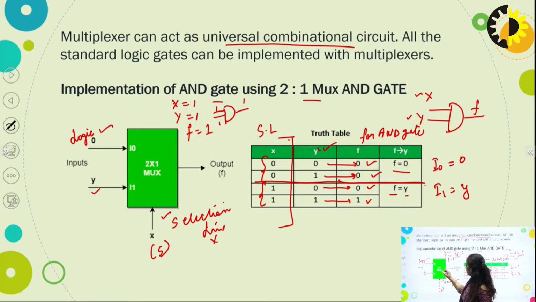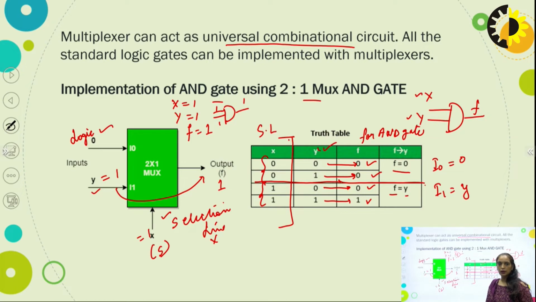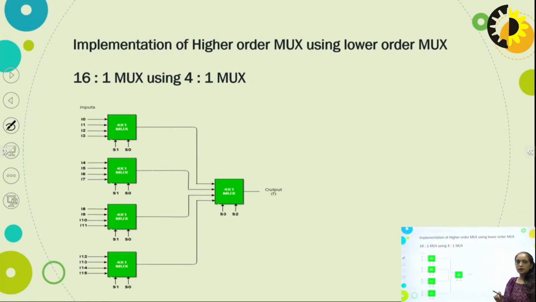So it is logic 0 here, the value is 1, here I have 1. We know that when the selection line is 1, the data present at the I1 line should be connected to the output line. So here I am going to have this value 1. So it behaves as an AND gate. This 2 cross 1 multiplexer behaves as an AND gate. Similarly, you can design any gate, even XOR gate, XNOR gate, with the help of these multiplexers.